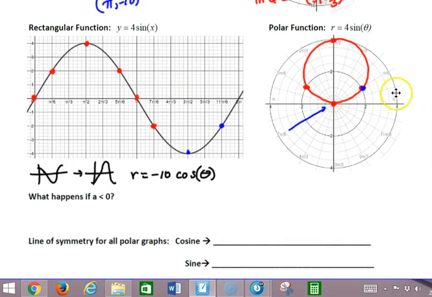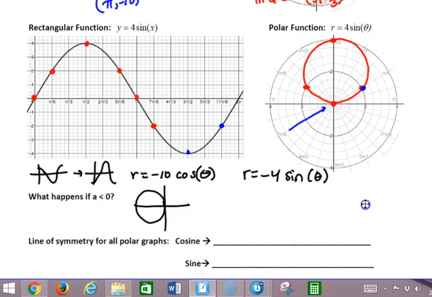For the sine graph, I'll just go ahead and draw it. So that means that the circle would end up being over here instead. Now if we do r is equal to -4 sine of theta, think about our sine graph. Our sine graph that normally goes like this would turn upside down and go like this. So all of my positive r's become negative, and my negative r's become positive.